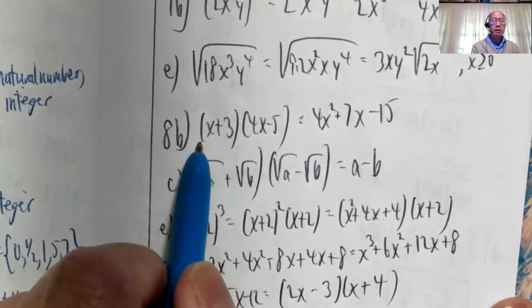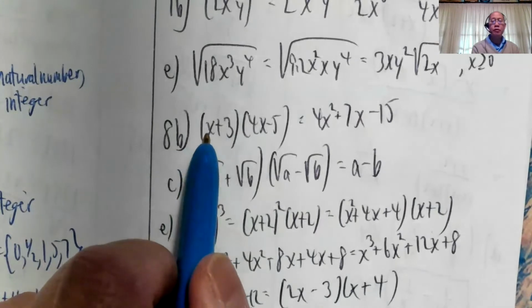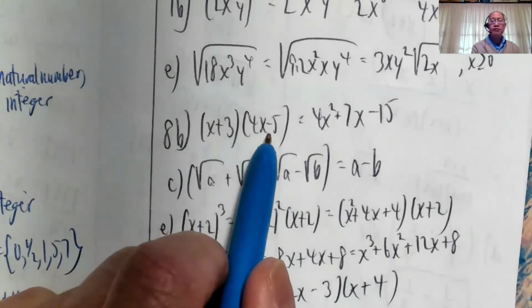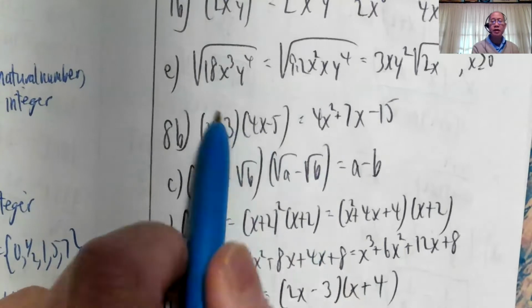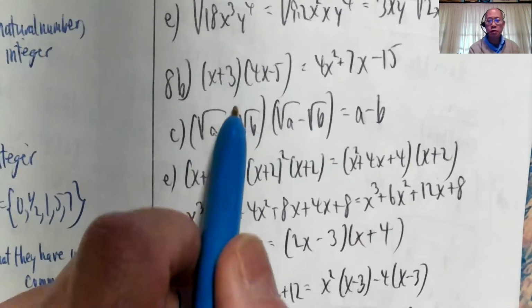Okay, 8b, you can just multiply it out, FOIL it out. Some of you have heard of that. 4x squared minus 5x plus 12x is a plus 7x, and then minus 15.